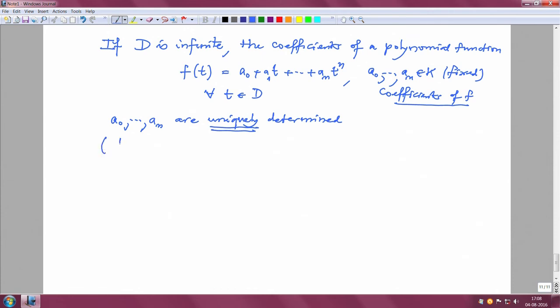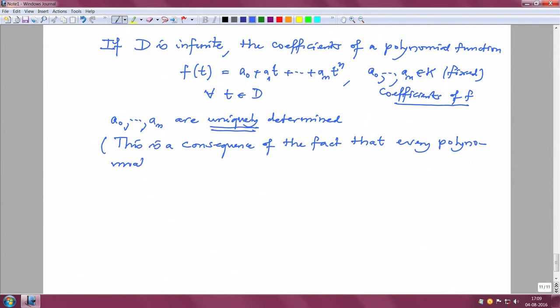This is a consequence of the fact that every polynomial, let me call it p, with coefficients in k, has at most degree p zeros in the field k.